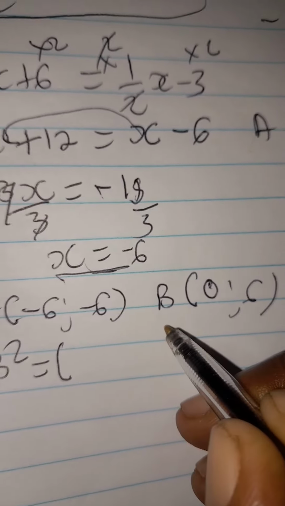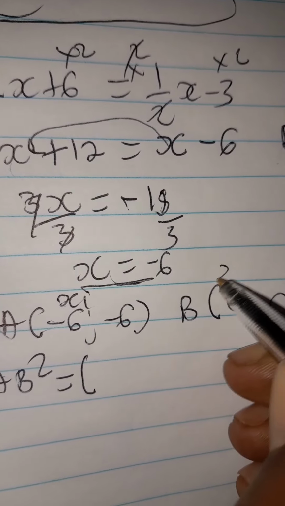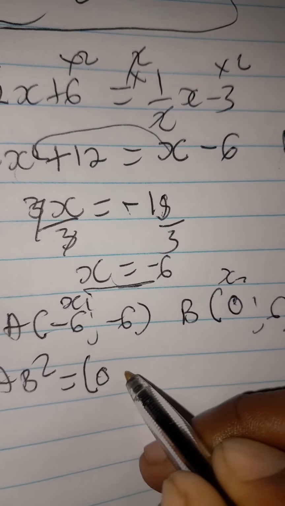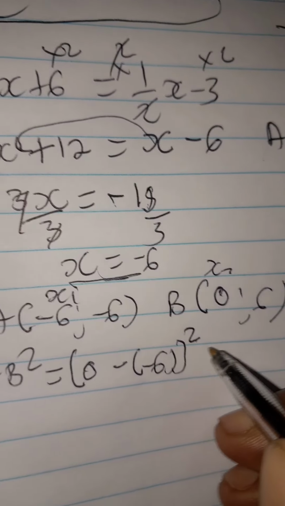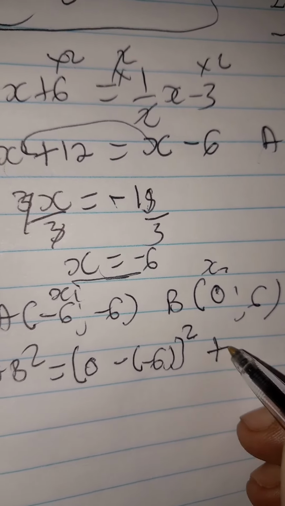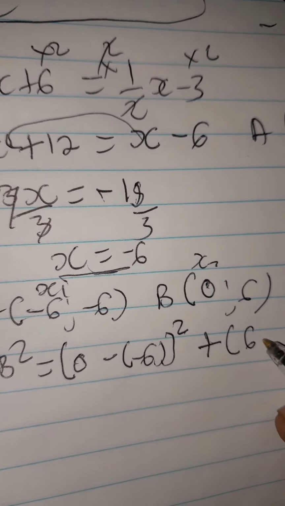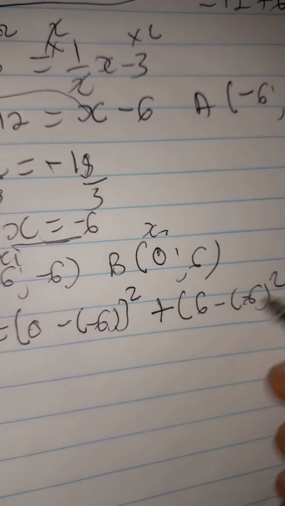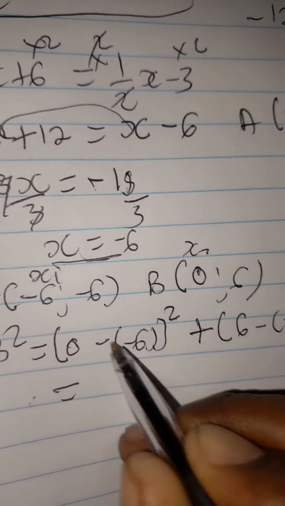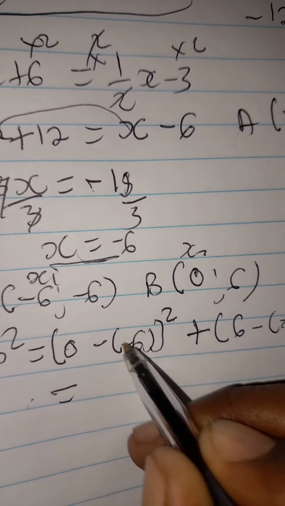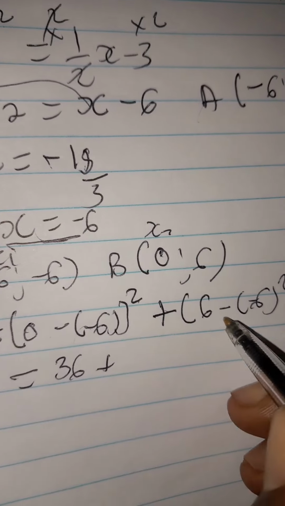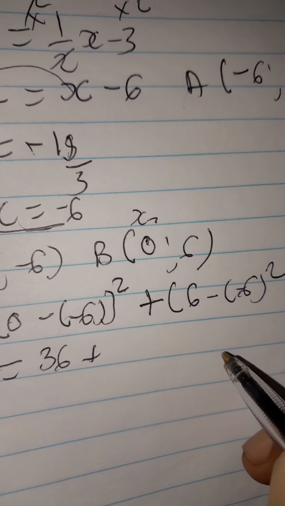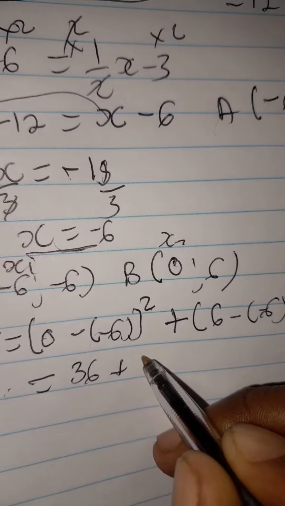So this is x1, x2. This is the same as 0 minus negative 6, squared, plus 6 minus 6, squared. So what are we going to have? 0 minus negative 6 will be positive 6. 6 squared is going to be 36. Negative 6 minus 6 is going to be 12, and 12 squared is going to be 144.